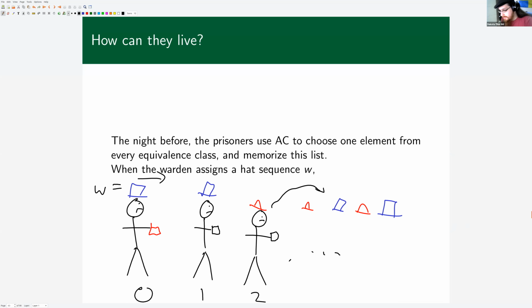But there's nothing special about prisoner 2. Same for prisoners 0 and 1. Same for prisoner 47, for prisoner 24601. Everyone can see what equivalence class the warden's sequence is in, even if they can't see the entire sequence. Okay, so they now know an equivalence class that's special here. And they remember, last night, we memorized one and only one representative from this equivalence class. So let's just guess according to the one we memorized.